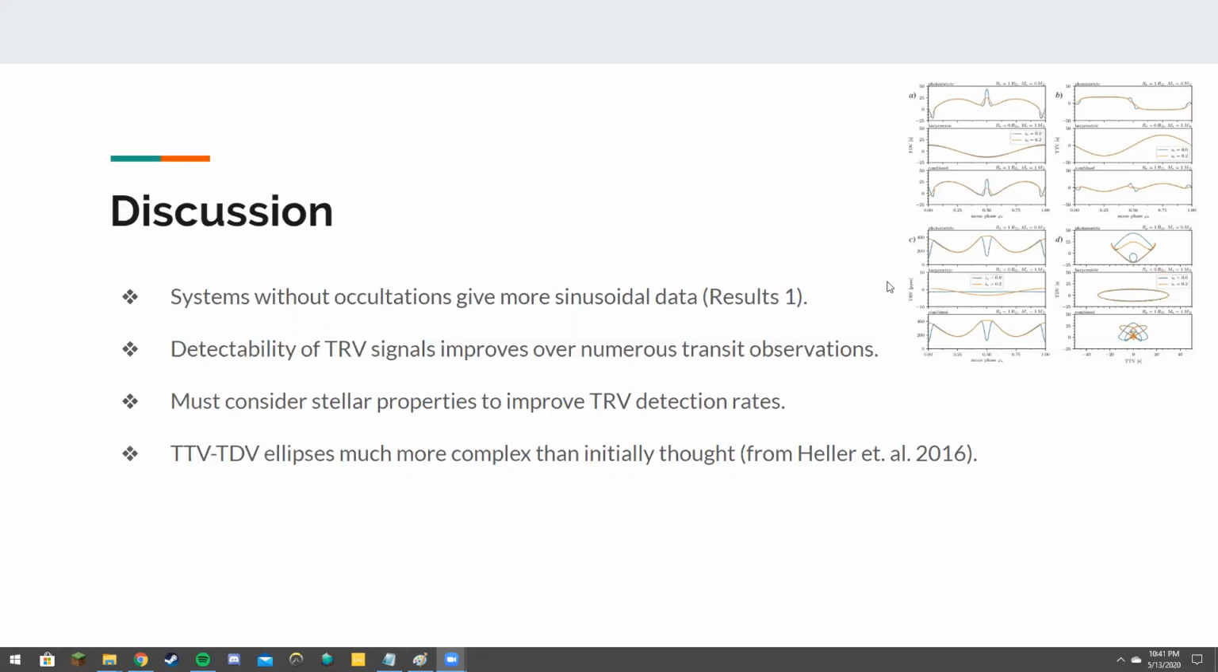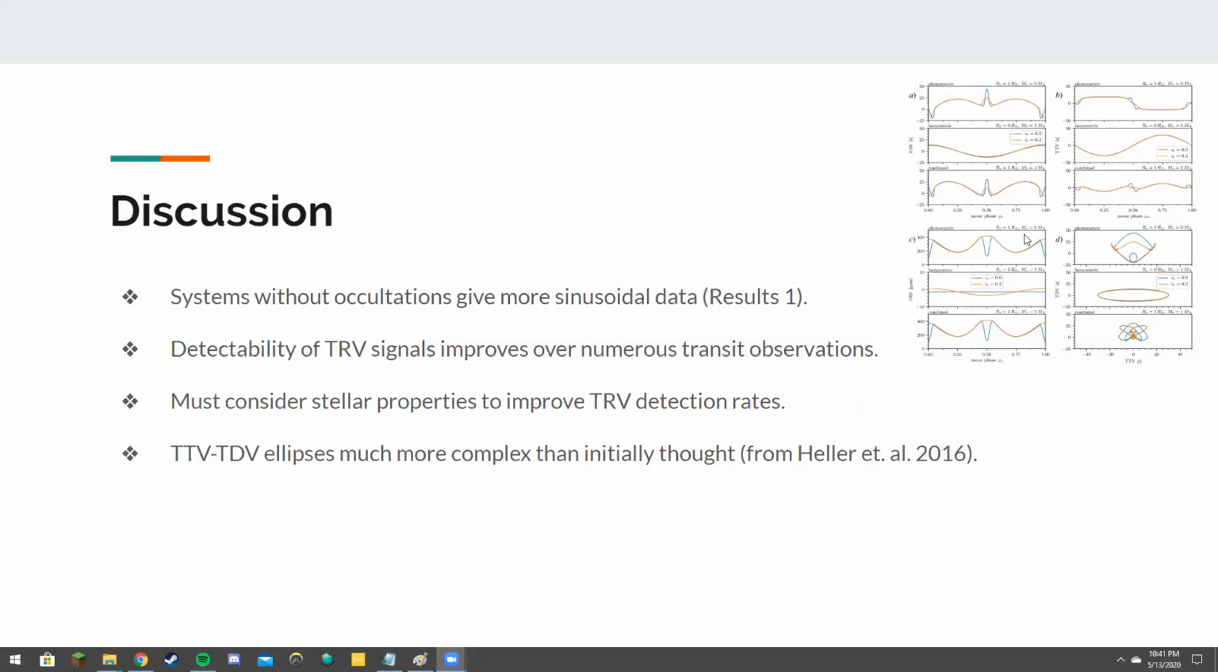So in the case of exomoons, only high density moons will be able to be detected this way, essentially, since they'll still be able to produce a visible TRV curve. But in the case of low density moons, that curve is going to be obstructed by photometric distortion.